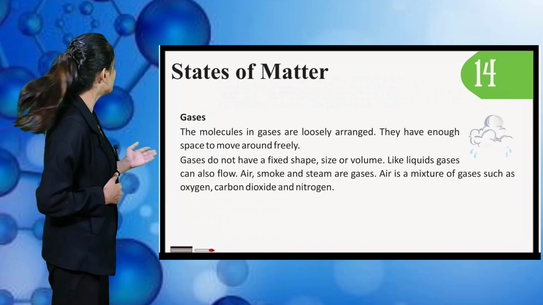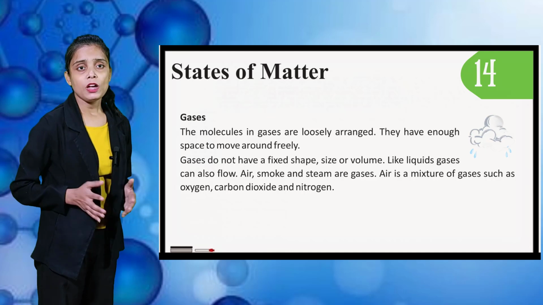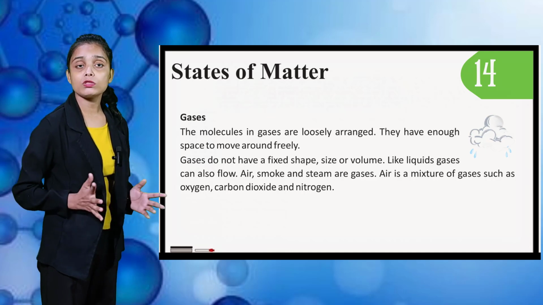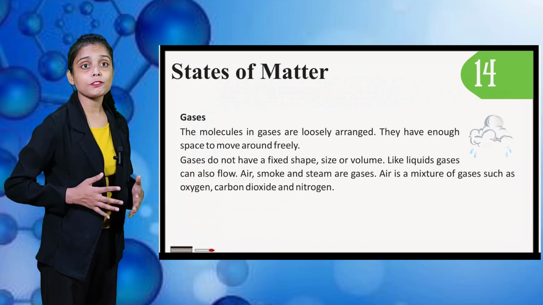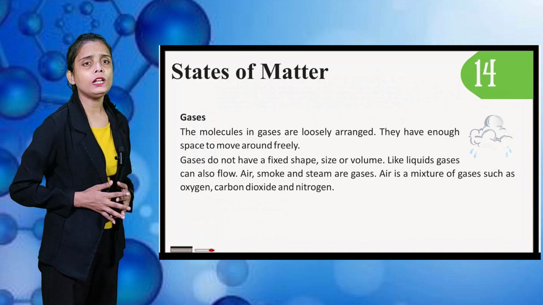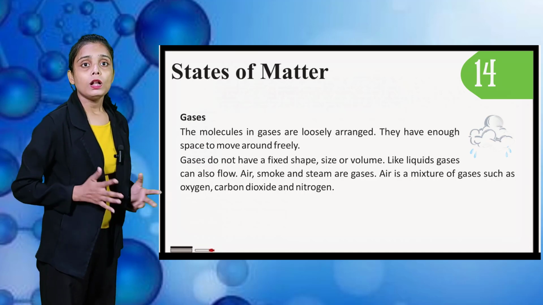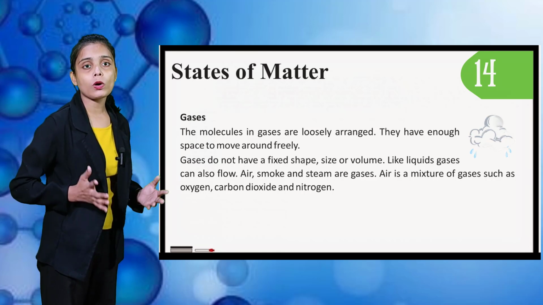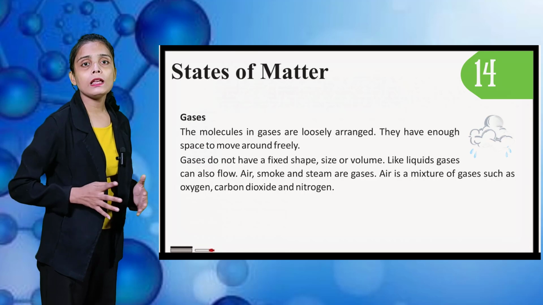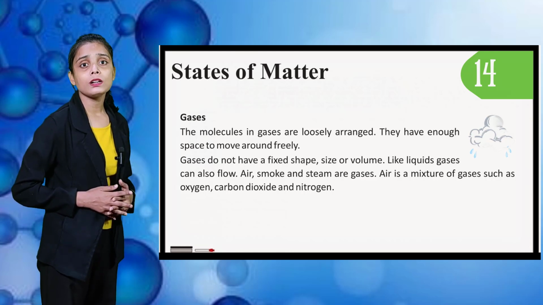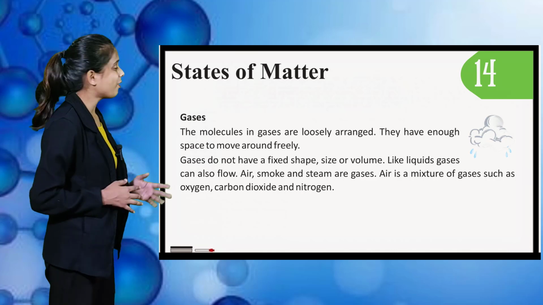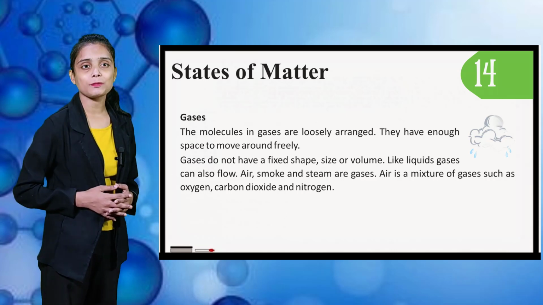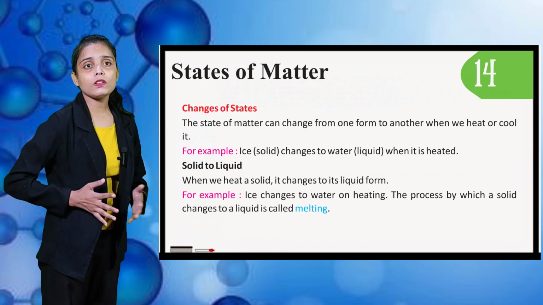So now let's see another, that is gases. The molecules in gases are loosely arranged. They have enough space to move around freely. Gases do not have a fixed shape, size or volume. Like liquids, gases can also flow. Air, smoke and steam are gases. Air is a mixture of gases such as oxygen, carbon dioxide and nitrogen. Here you can also see the picture of gases. So now let's see changes of state.